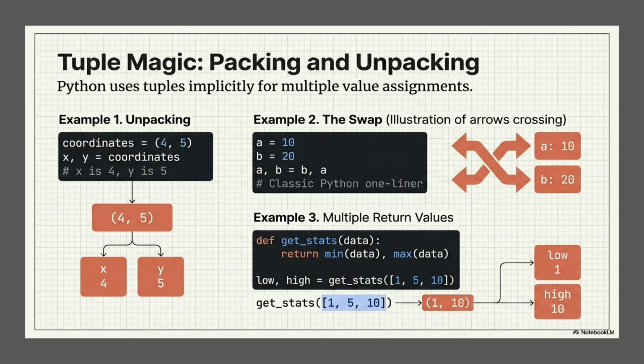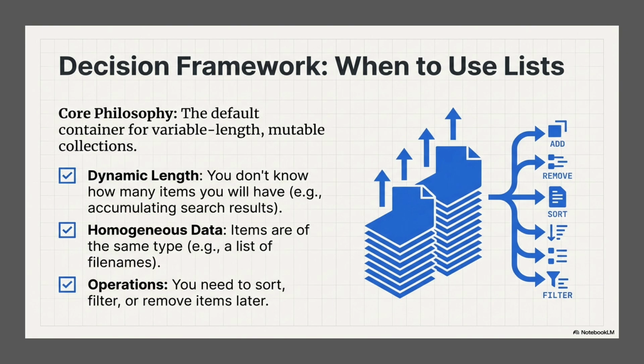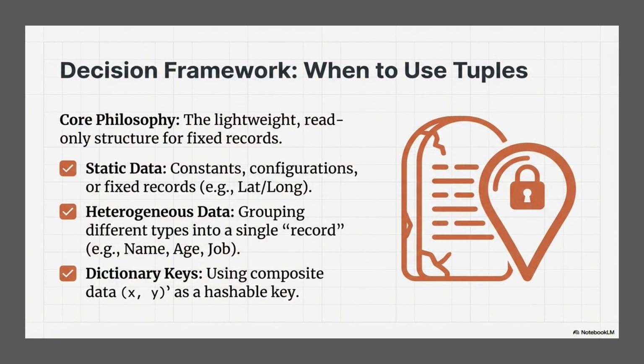So, how do you decide? Choose a list if the data is dynamic. Do you need to add items later, sort, or filter? Use a list. If you're unsure, choose the one that matches your intent, not your habit. On the other hand, choose a tuple for static data, constants, configs, or records like name, age, job. If you ever pause and think, this value should never change, your hand should automatically reach for a tuple parenthesis.